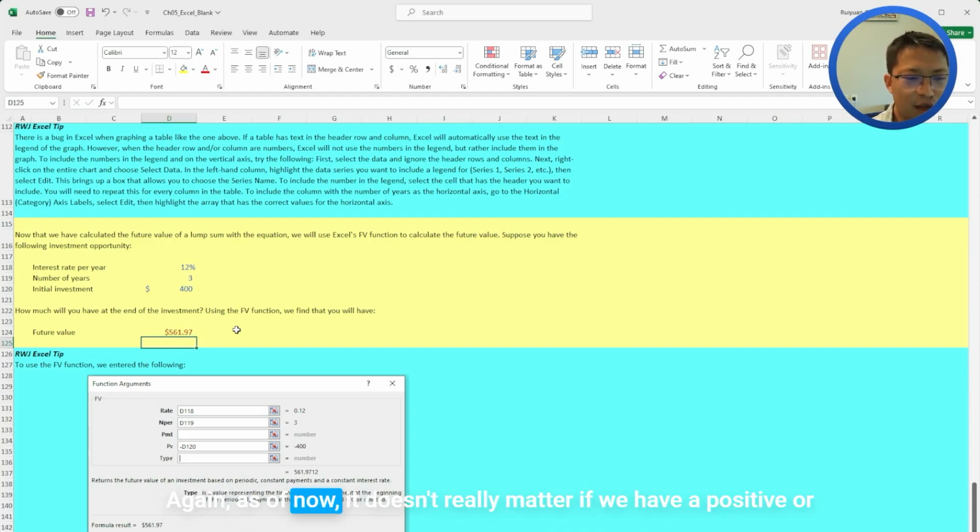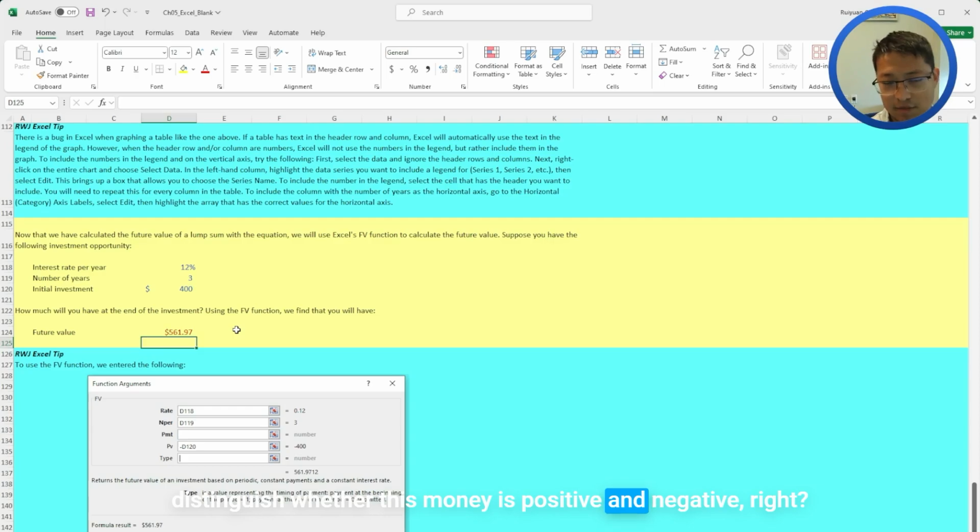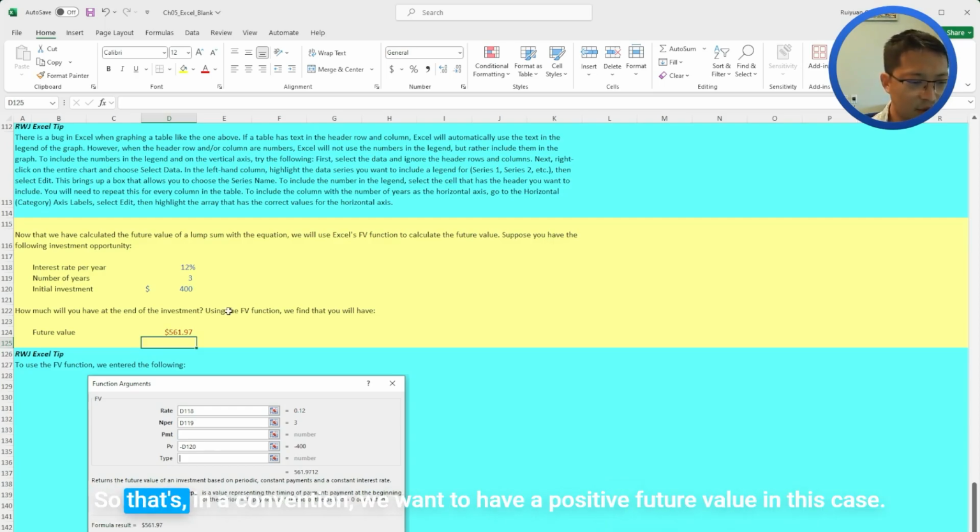Again, as of now, it doesn't really matter whether we have a positive or negative future value. But in the later chapters, we're going to distinguish whether this money is positive or negative, right? But by convention, we want to have a positive future value in this case.